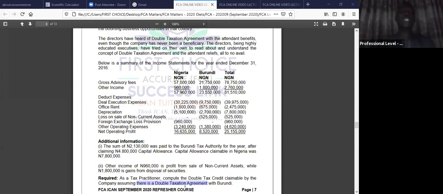So let's go over the steps we need to do. One, we need to check if it is a wholly Nigerian company. Check if there is a double taxation agreement. Yes. Check for the foreign tax rates. This is what we are going to do. Then we are going to find the relief that is claimable by the company. Okay, let's work at it together.